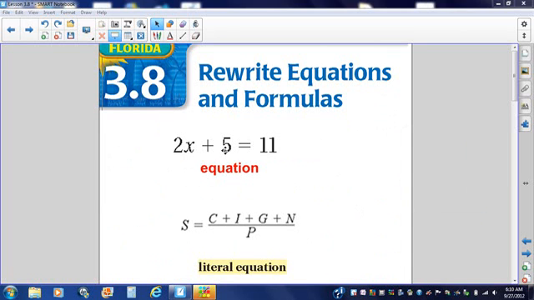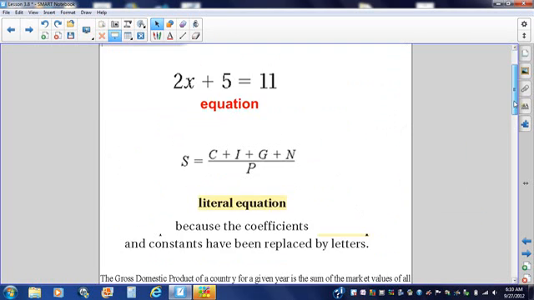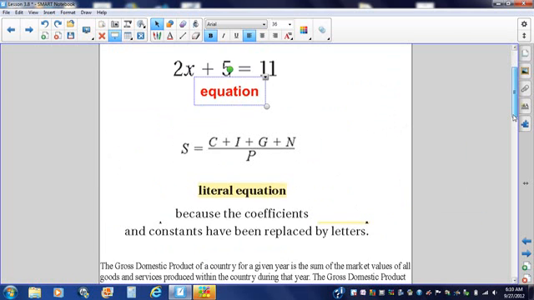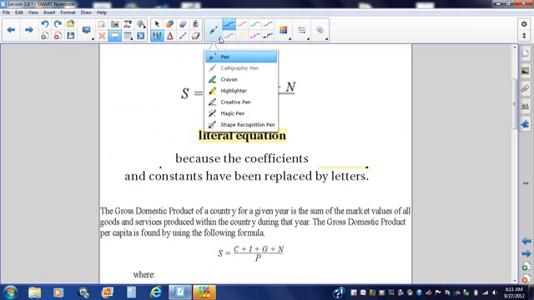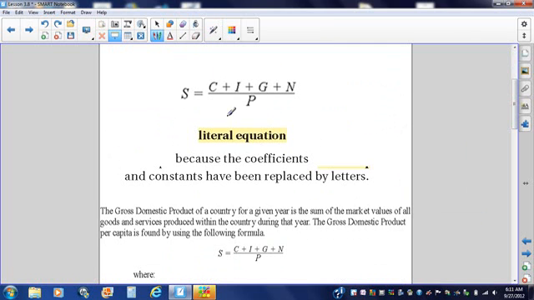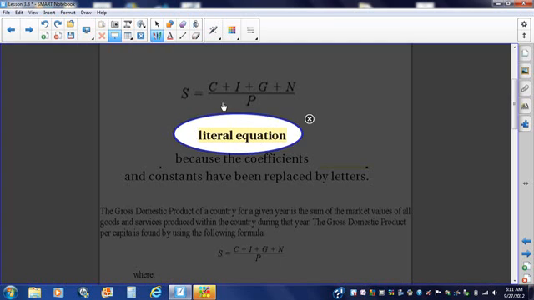All right, take a look at the screen, please. Here we have an equation, 2x plus 5 equals 11. We've been working on those our last couple weeks on how to solve those. Now, we're not going to work with a regular equation. We're going to work with what they call a literal equation. So please write that vocabulary word on your paper. Literal equation.